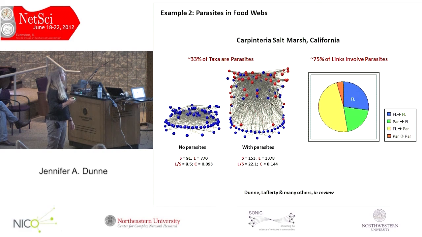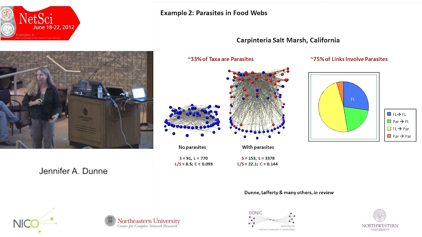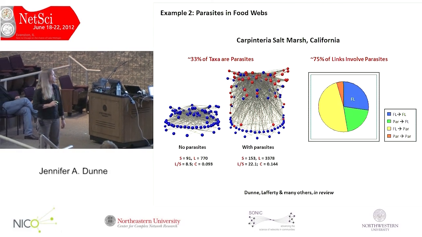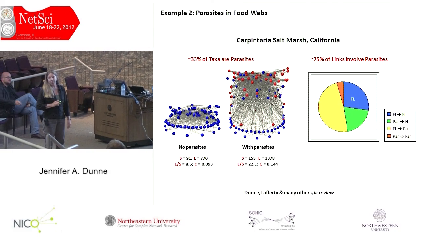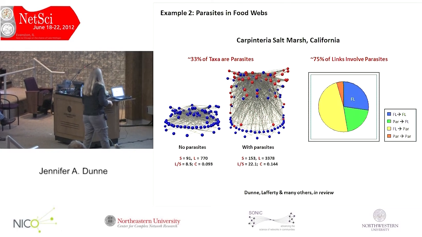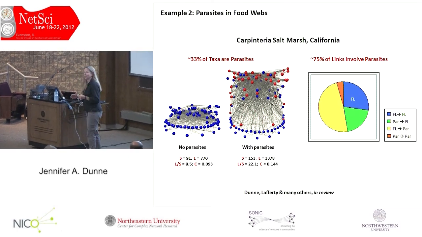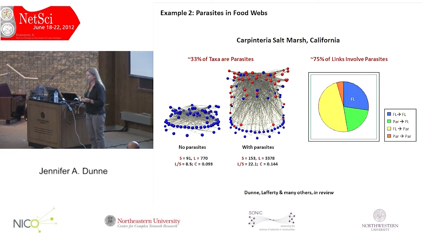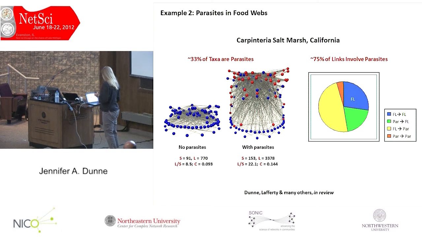When you throw the parasites in there, they represent a third of the species in that system. And that's not even covering all the possible parasites in this system. So clearly, we're missing something by not including parasites. And 75% of the links involve parasites. So again, this is a situation where we can drastically improve the quality of the data and the coverage and comprehensiveness of the data and ask new types of questions.